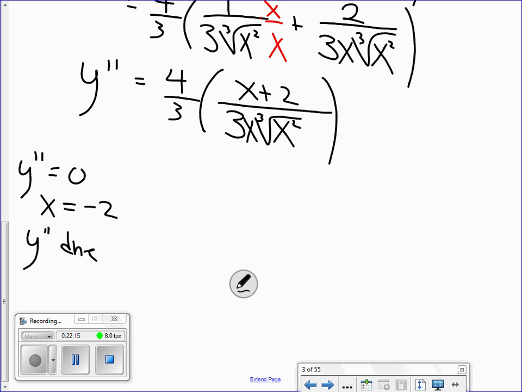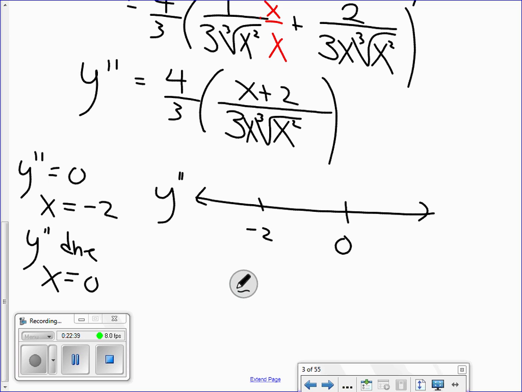What value of x makes the denominator 0? Denominator equals 0. There's only one value of x, 0. So we have 2 possibilities for where we could have a point of inflection. So we make a little second derivative sign chart, mark it off at -2 and 0.